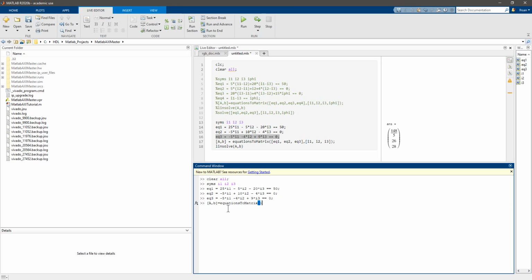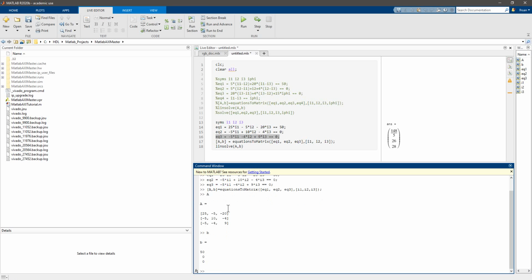To help the function, we have to provide which are the equations and which are the variables, so that it can resolve. So I have equation 1 that I have previously designed, I have another equation, equation 2, and I have another equation, the third one. And my unknown variables that need to be solved are I1, I2, and I3. So when I press enter, now the system will return an A and a B matrix. So if I say A, I can see it, and if I say B, I can see it as well.